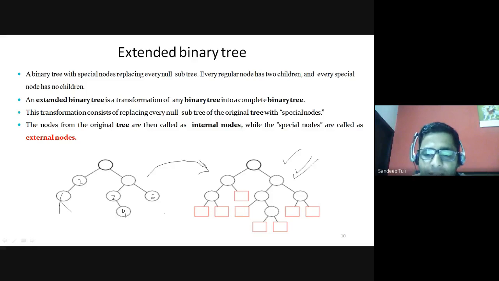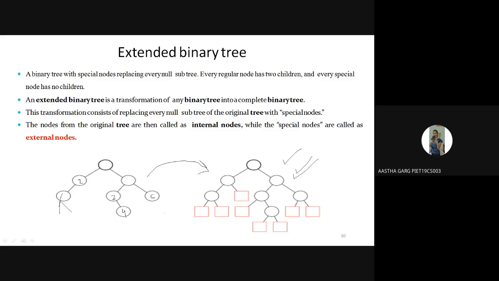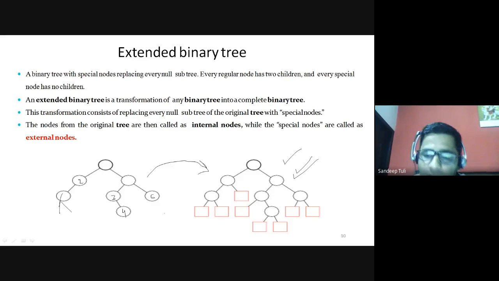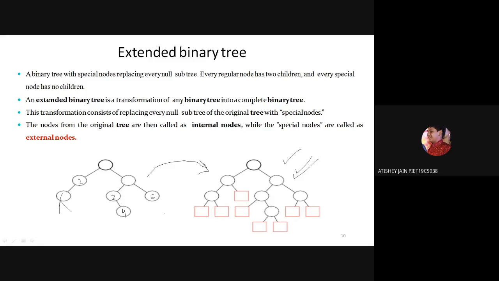Complete binary tree means left aligned. Is this left aligned? No, sir. So why is everyone saying no when I ask if it is a complete binary tree? It is not a complete binary tree. Is it a strictly binary tree? Yes, sir. Yes, it is a strictly binary tree.